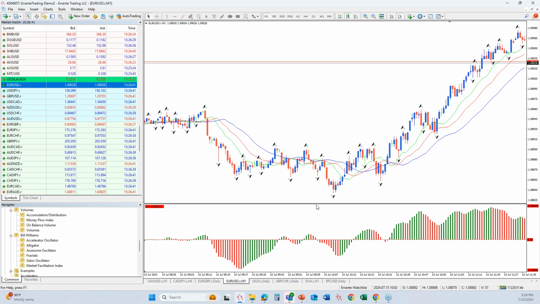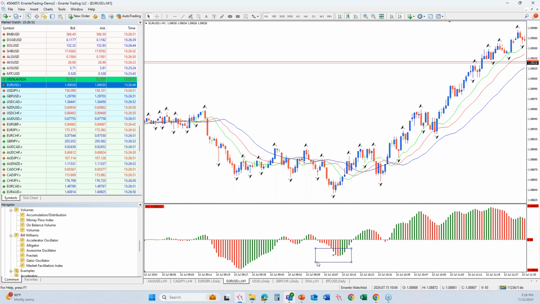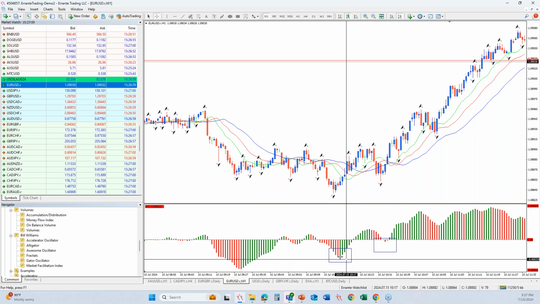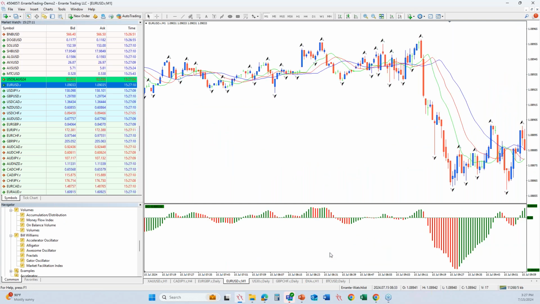But if you consider the shape of the AO at the beginning of this uptrend, you see we can identify two peaks, or let's say, to put it in better words, troughs. Okay, so we get to that later.